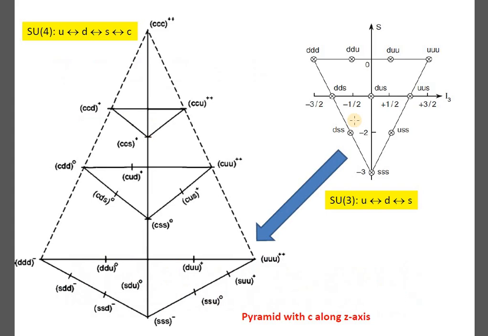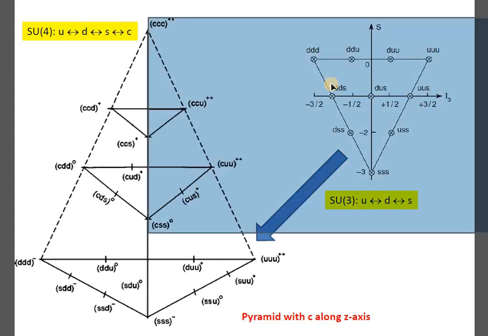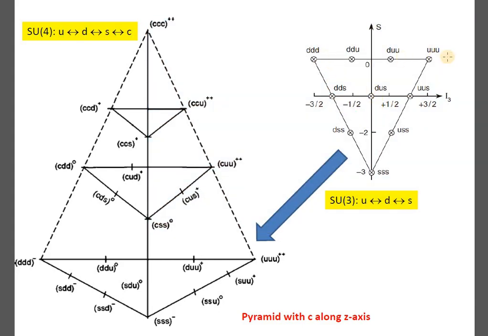Now next, yes, if we introduce the charm quark, then from SU3 symmetry between UDS, we go to symmetry between UDSC. Then you see this thing. This was the baryon decuplet, right?